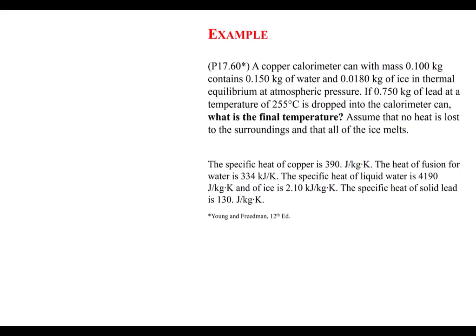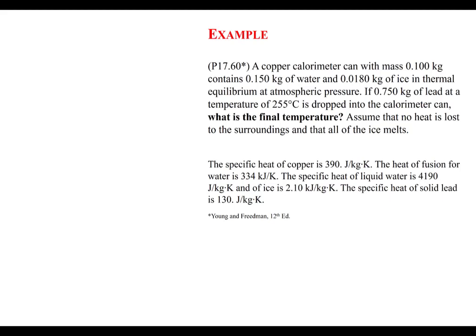A copper calorimeter can with mass 0.100 kilograms contains 0.150 kilograms of water and 0.0180 kilograms of ice in thermal equilibrium at atmospheric pressure. If 0.750 kilograms of lead at a temperature of 255 degrees Celsius is dropped into the calorimeter can, what is the final temperature? Assume that no heat is lost to the surroundings and that all of the ice melts.